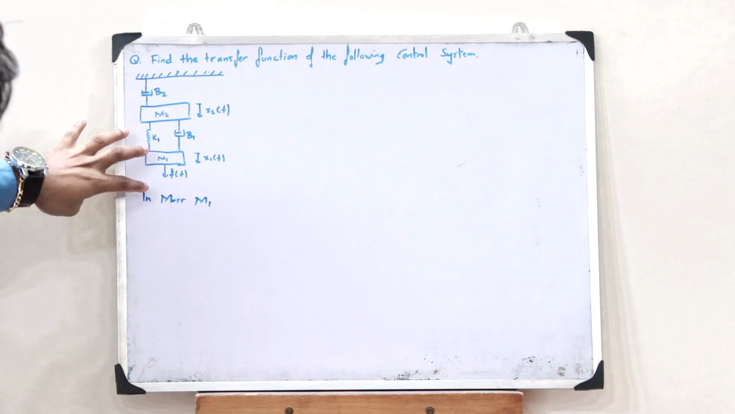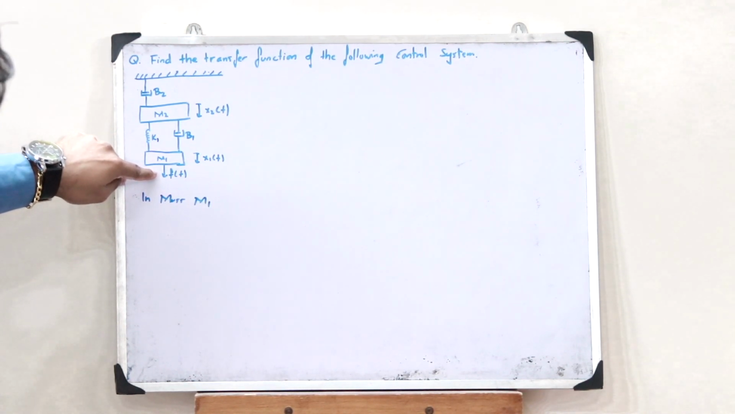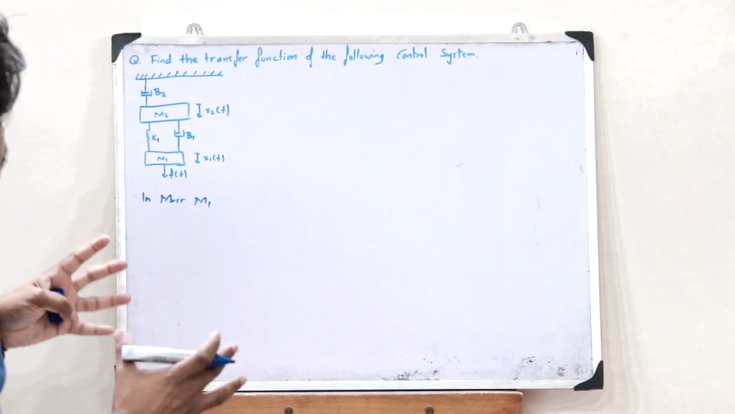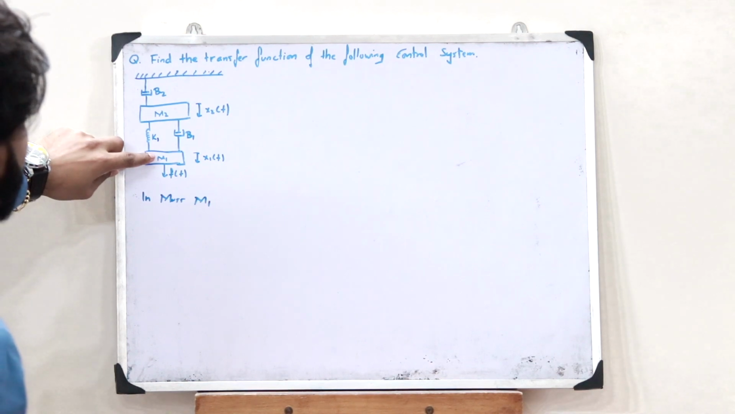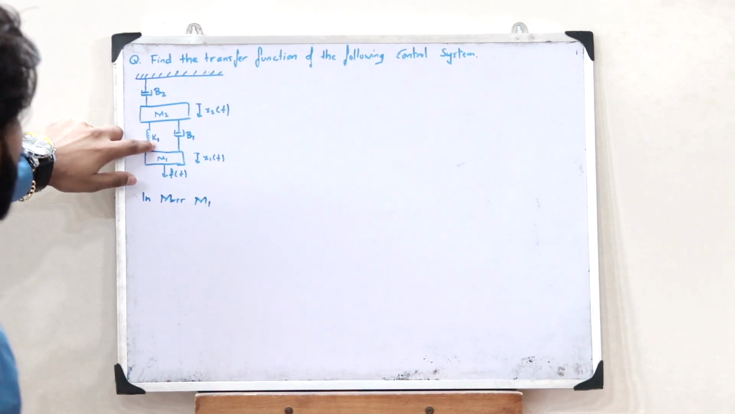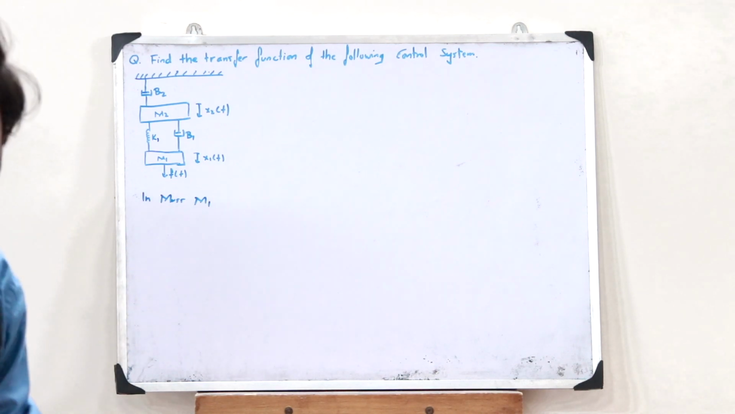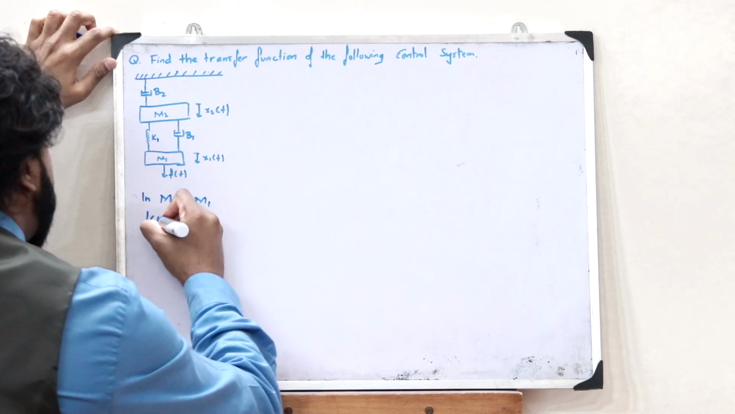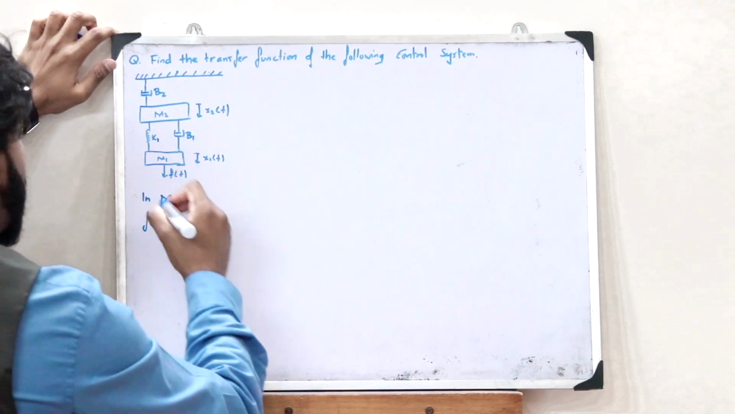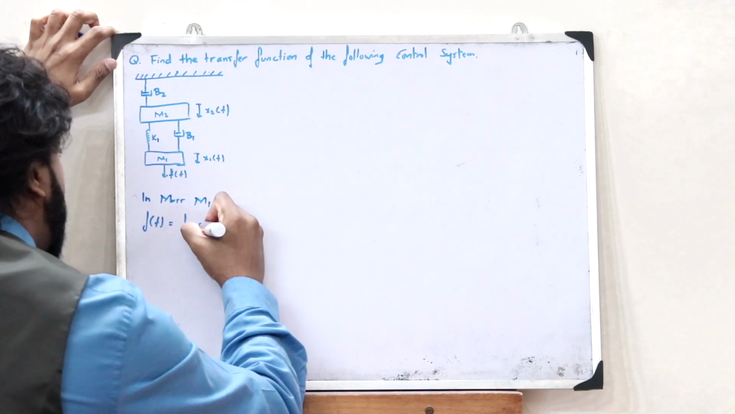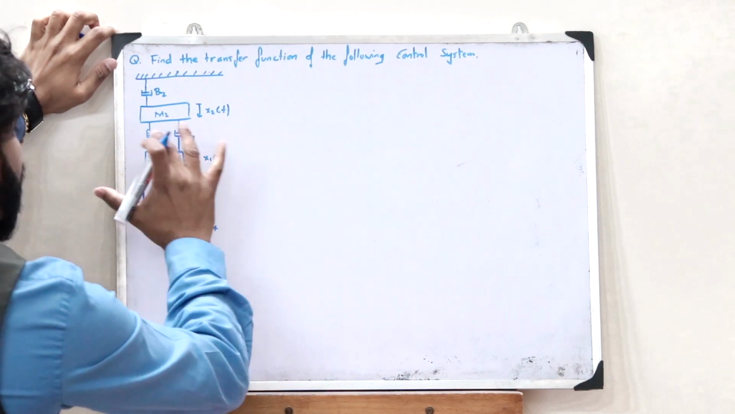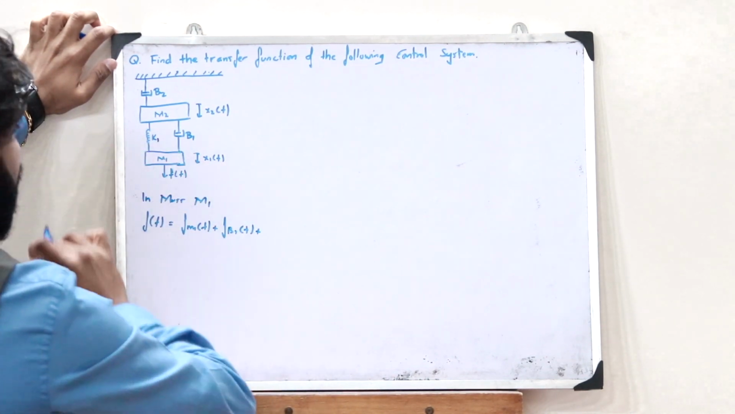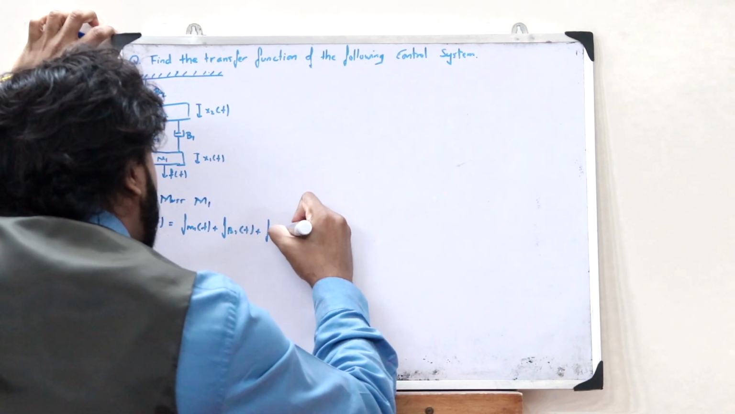So here in the case of mass M1, what we observe is that an external force F of t is applied on mass M1, and now the restoring forces are developed because of this particular mass M1 and this particular spring having a spring constant K1 and this particular damper having a damper constant B1. So here what we observe is that F of t is equal to the force on this particular mass Fm1 of t, plus the force on this particular damper Fb1 of t, plus lastly the force on this particular spring, that is Fk1 of t.